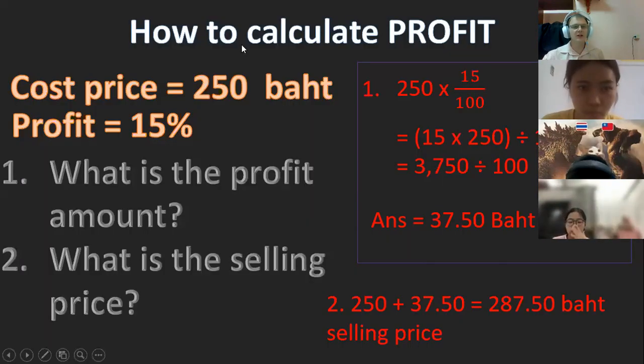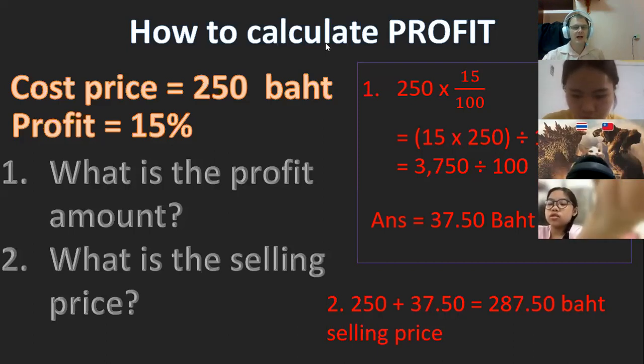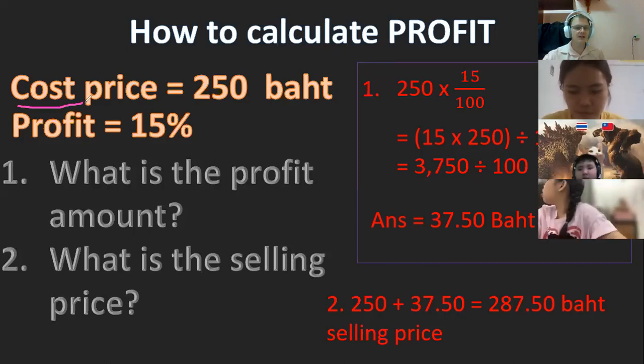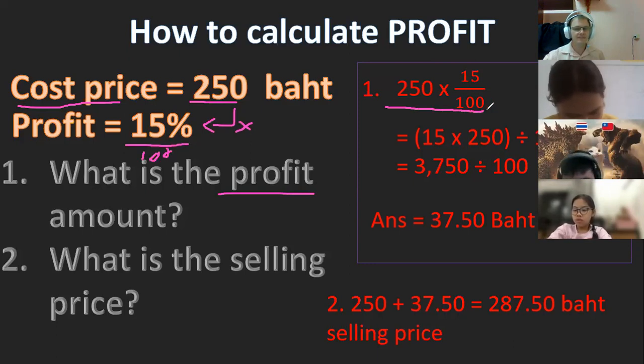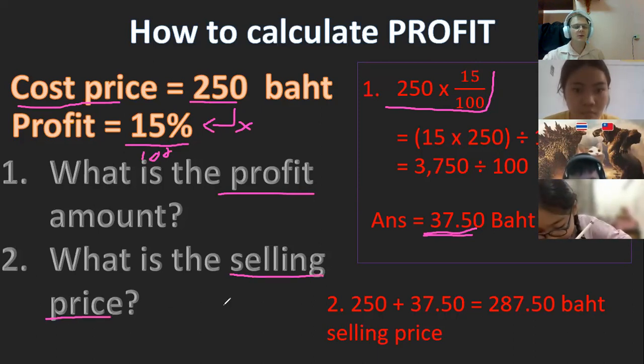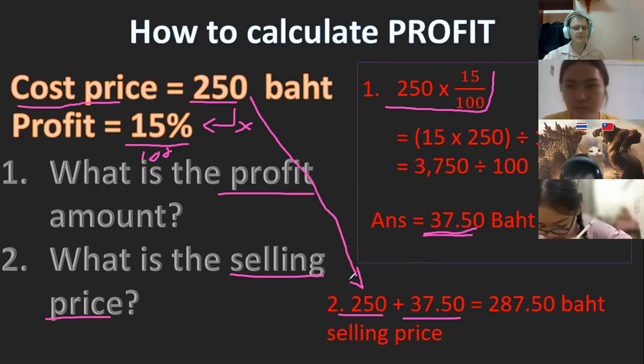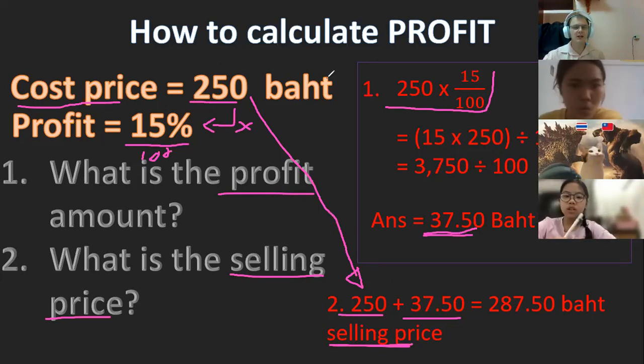Last time we quickly looked at how to calculate profit. We say that if we have a cost price and a profit percentage and we want to calculate the profit amount, it's always the cost price multiplied by 15 over 100, like here. The end result will give us our profit. And when we want to calculate the selling price, we take the profit and add it to the cost price to get the total selling price. Okay, so that's what we did last time.